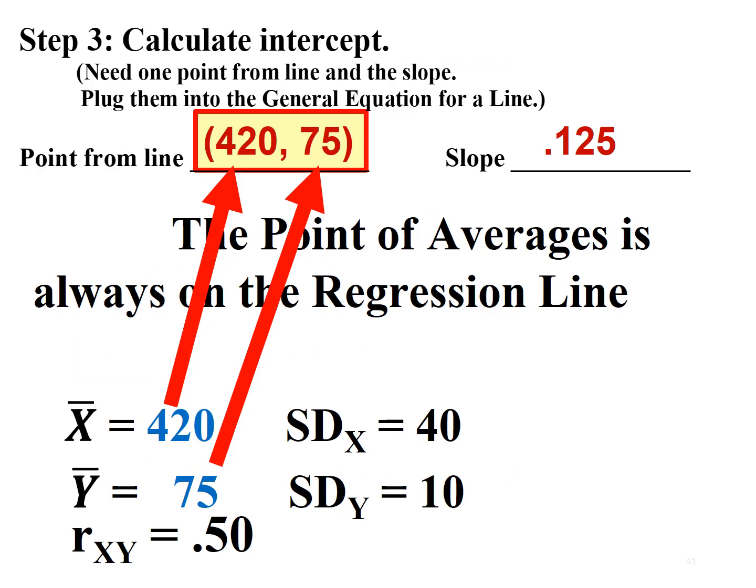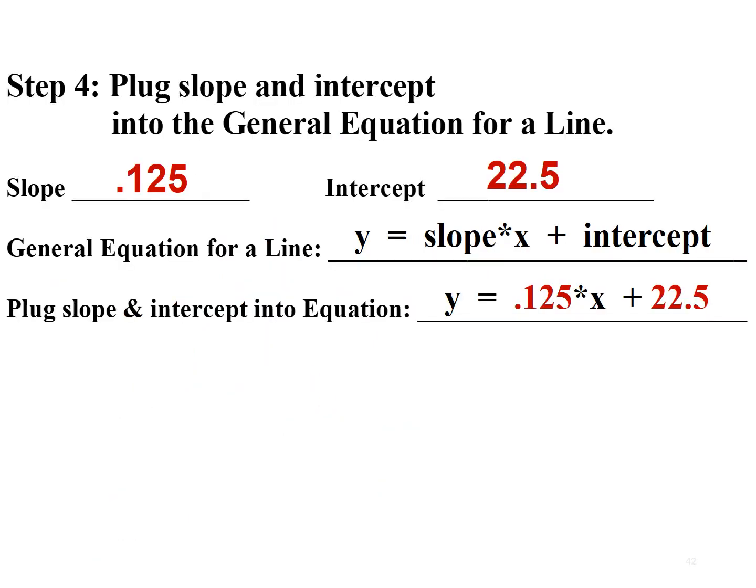So we need a point, and we already have that information. We have the means, and remember that the regression line always goes through the point of averages. So this is your point of averages. We have a point on the line, and we have a slope. Once we calculate the intercept, then we just plug in our values into the general equation of a line. So we have a slope, we have an intercept, and we plug in those values.